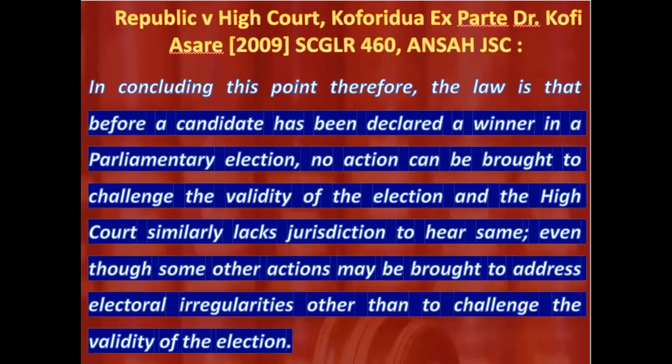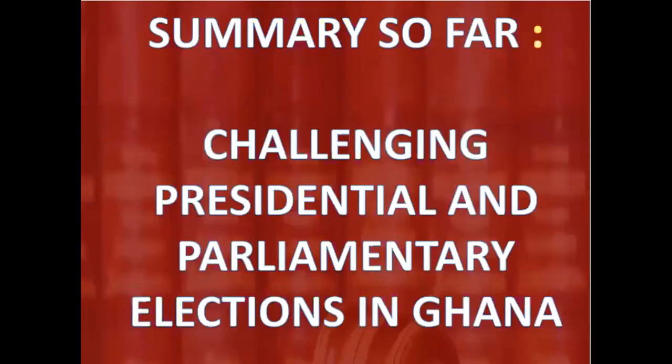By way of summary, therefore, this is what we have done so far in this lecture. We have dealt with Article 64, that deals with the procedure for challenging the validity of the election of the president. We said over there that it is the Supreme Court that has jurisdiction, and that action can only be brought by a citizen of Ghana, and the action can be brought within 21 days after the declaration of the results.